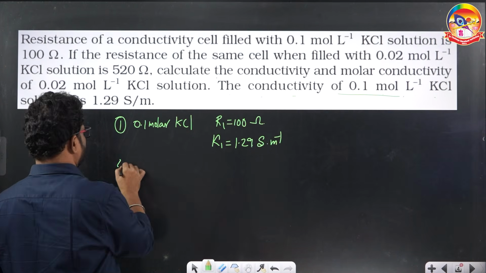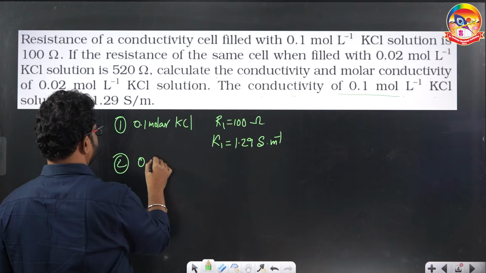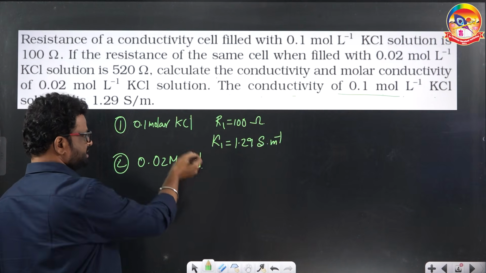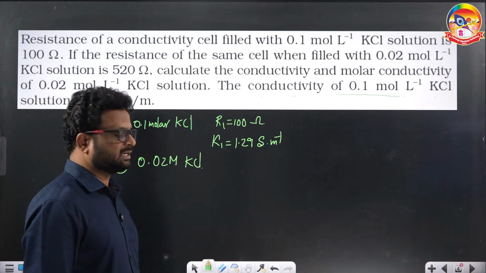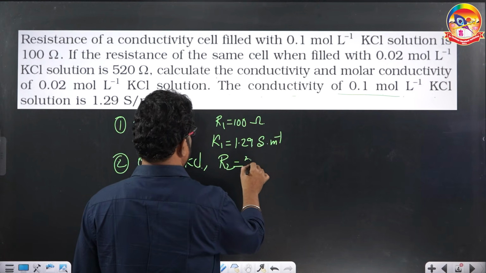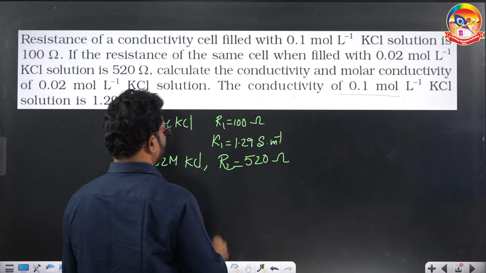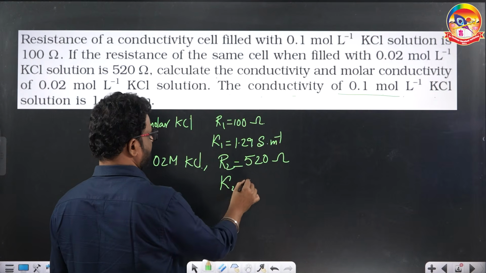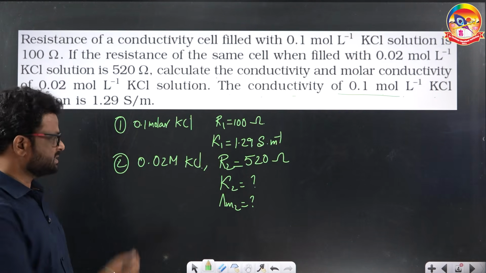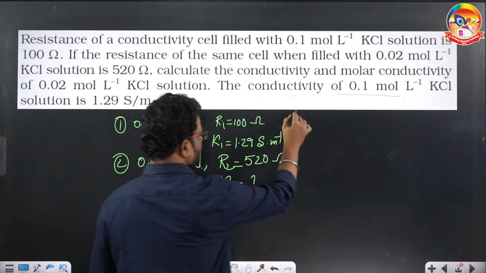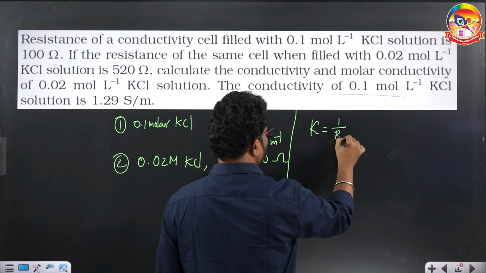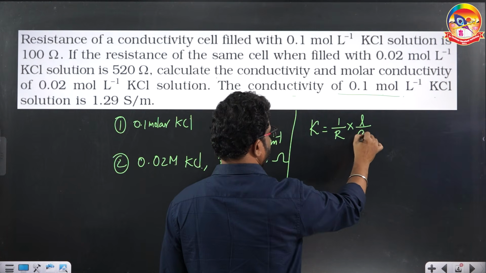In the same conductivity cell, now another solution is taken whose concentration is 0.02 molar, again KCl. It is KCl, but with different concentrations, there will be different resistance and conductance. For this, resistance is given as 520 ohm. And now the question is to find its conductivity K2 and molar conductivity lambda m2. Let's calculate that. For a given solution, K is equal to 1 by R into L by A, that is G into L by A.